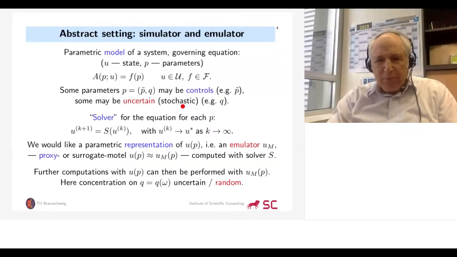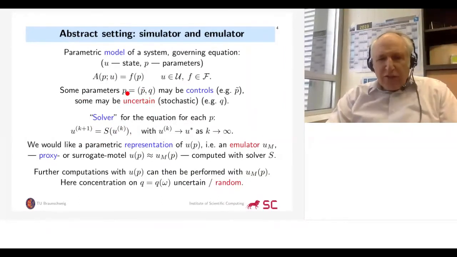So let's call this a parametric system. The system depends on some parameter, the action depends on some parameter. And as I say, some parameters may be controls, maybe this p tilde, and q may be uncertain. We model this in a stochastic way. What we assume is that we have a solver. So we can compute the state, an iterative solver, though it doesn't have to be iterative, it can be one which does it in one go. Given a certain p, we can compute what the state is.